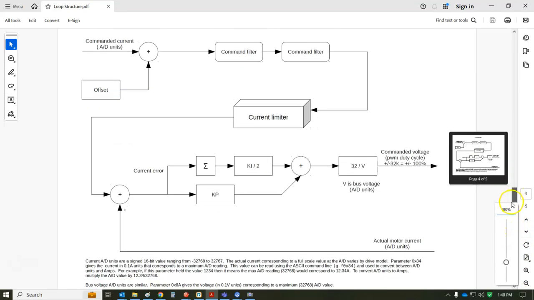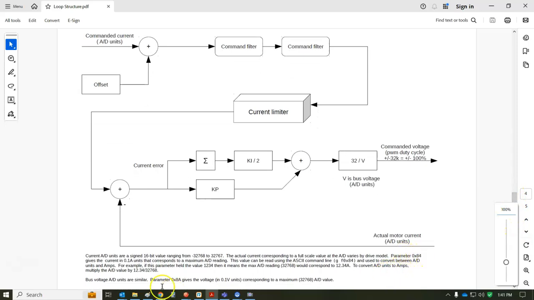So there's a parameter 0x84, which gives the drive's current in units of 0.1 amps, corresponding to the A to D maximum reading, and it's a 16-bit value. And anyways, you can determine what the A to D units are for the current. That's a little more accurate than the drive's peak current, because it's plus or minus peak for full scale, and maybe a little bit more in case there's some overshoot. So those are the A to D units.